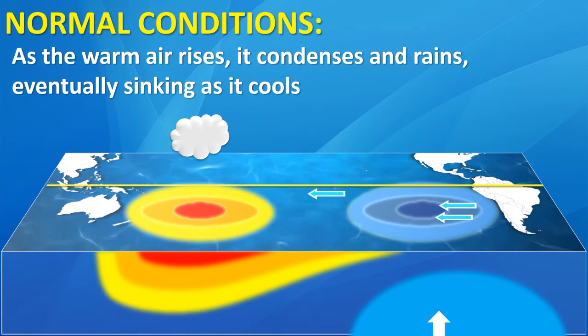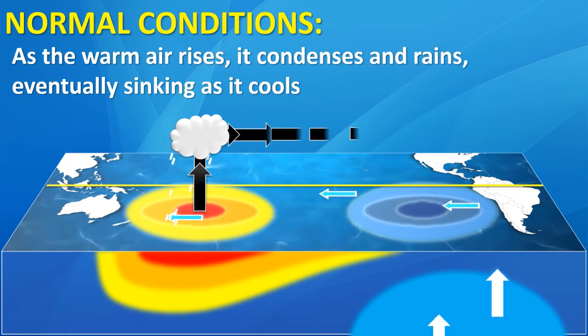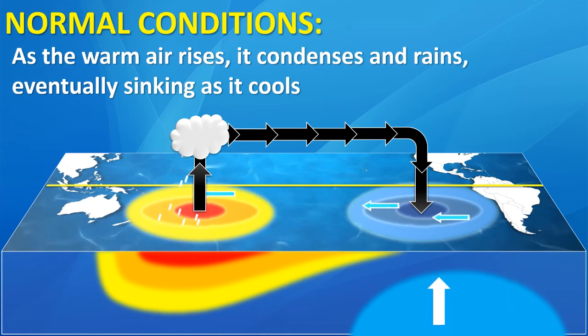As the warm air rises, and we're talking about the left path towards the west, as that rises, it condenses and starts to rain. Eventually it sinks as it cools. So here we can see the trade winds pushing most of the warmth to the west. That warm air is going to rise. As it rises, it condenses. You've got yourself a lot of clouds on the west.